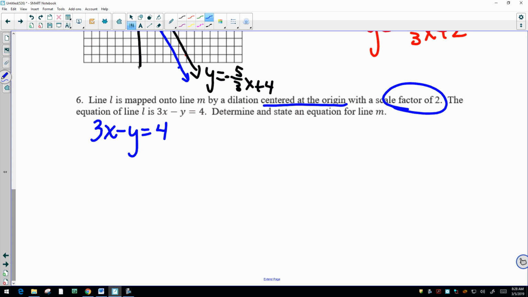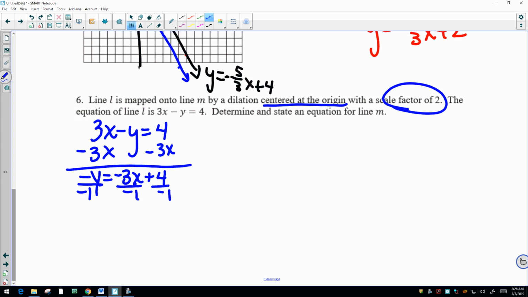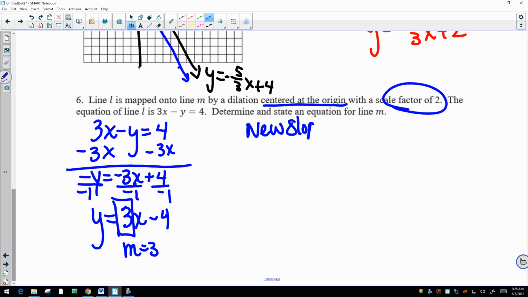So just like we did the last time, I want to solve and I want to get y by itself. So I'm going to move the 3x over. So we have a negative y, watch your negative, equals negative 3x plus 4. And I want to get positive y, right? So I'm going to divide everything through by negative 1. So that means y is equal to positive 3x minus 4. Okay, so from this equation, I know my slope is 3. So that means my new slope has to be the same because we know they're going to be parallel. And then this negative 4, that's your y-intercept.